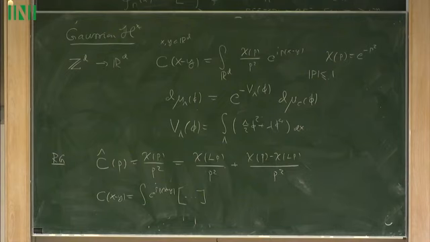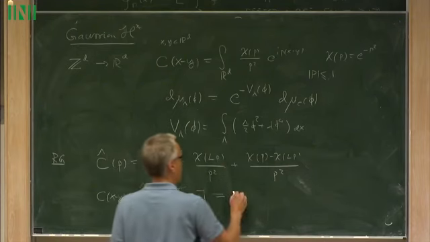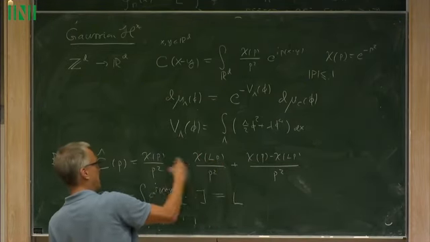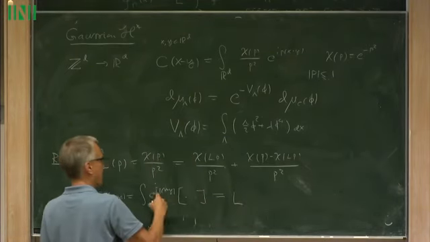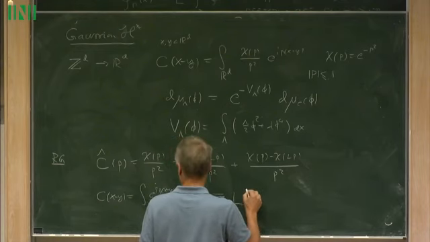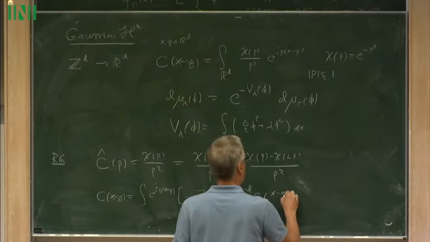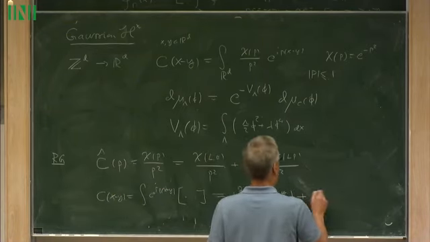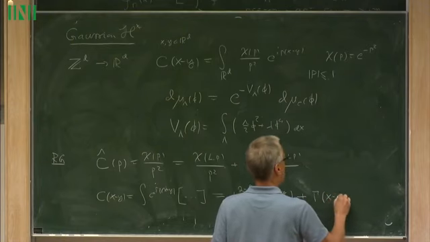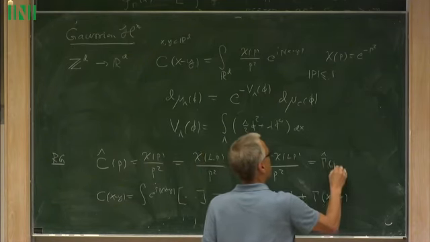You plug it in and make the change of variables, and what pops out is the following. From this piece, when you make a change of variables, you get some power of L, and you get back the same C. So you get L to the power 2 minus D, C of (x minus y) over L for the first piece. And then the second piece is just something which I give a name. I call it gamma(x minus y), and this thing here is the Fourier transform of that.